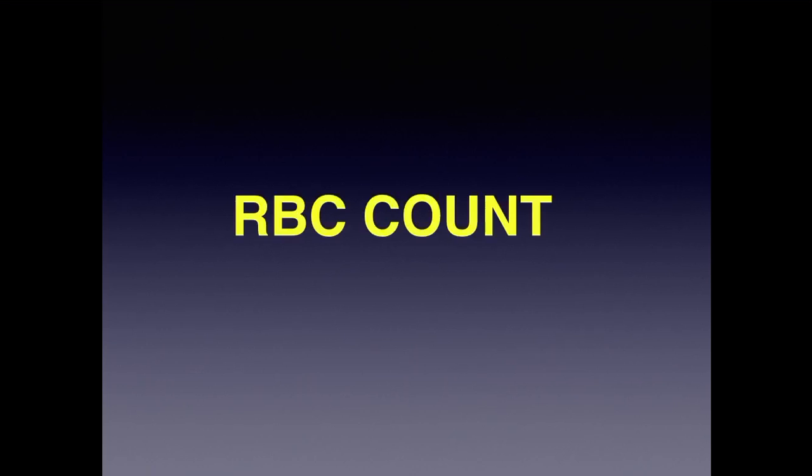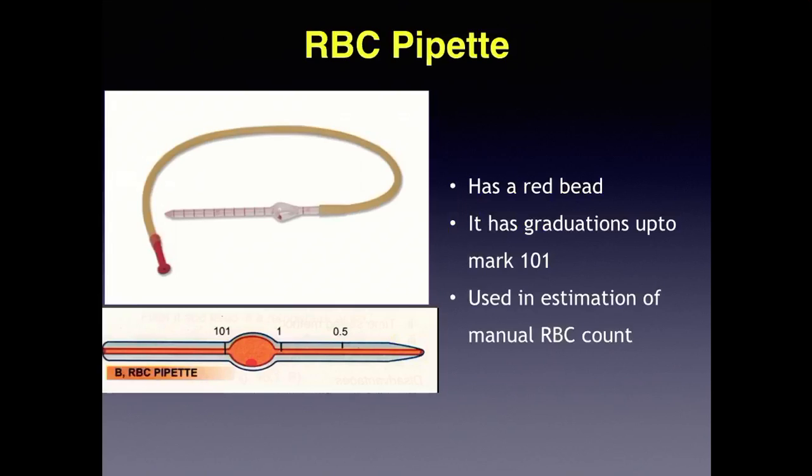Now coming to our next topic, RBC count. RBC count is going to be counted in a similar way as a WBC count, but we are going to use a different pipette and diluent. Here the RBC pipette has a red bead and it has graduations up to 101.